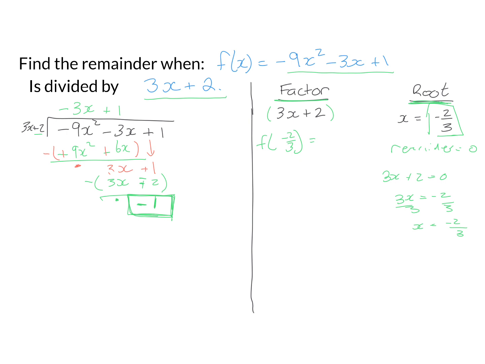So if I have negative 9 squared minus 3 plus 1, what I'm going to do is put this root in there and see what happens. This becomes negative 9 times 4 over 9 minus 3 times 2 over 3, which gives me plus 2 plus 1. This 9 and that 9 cancel, so I'm left with negative 4 plus 2 plus 1, which gives me negative 1. And there we can see that these are the same values.